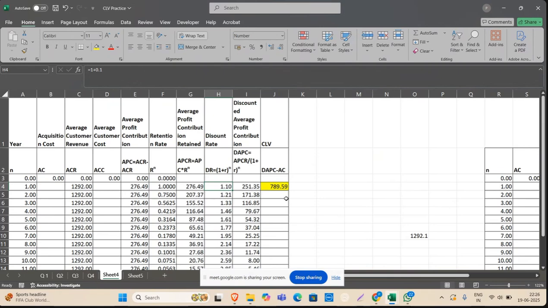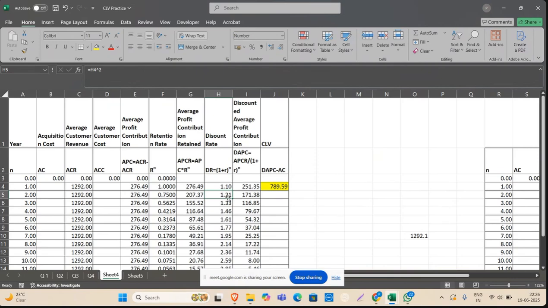So for the first year it's 1 plus 0.1. Second year, it will be 1 plus 0.1 to the power 2, because n means year here. 10% means 0.1, right? 1 plus r, 1 plus 0.1. The power would be year-wise: 2 year, 3 year. n will be year-wise.